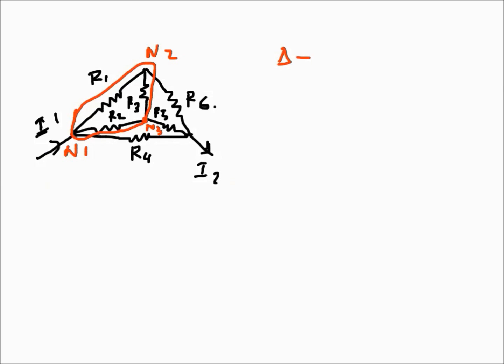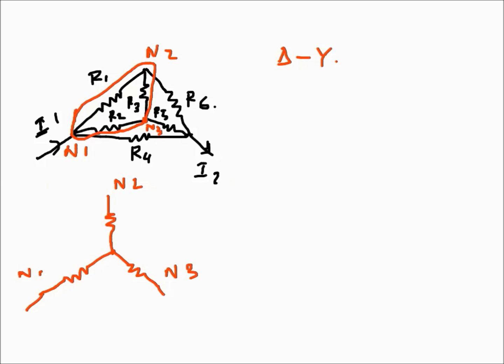So we can do this delta-Y transformation here. N1 will be here. This is the neutral. This will be N2 and this will be N3. So now N1 this one, N2 this one, N3 this one. And what happens is these three are replaced.